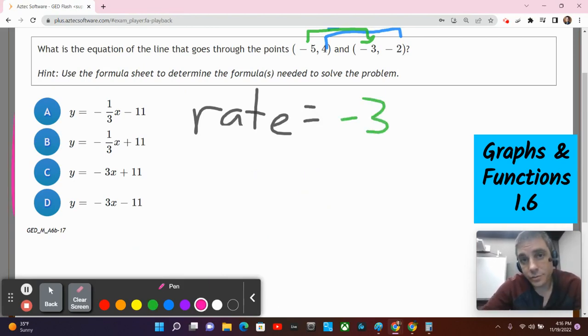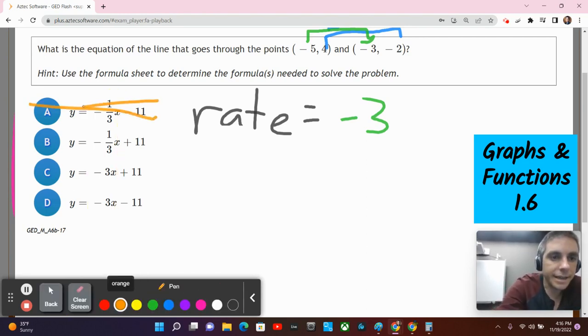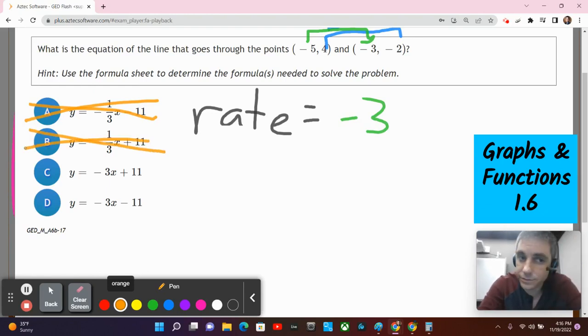So now that I know that the rate is equal to -3, I can look over at my answer choices and get it down to just two possible answers. Remember, our rate number is always the number that is multiplied by x. It can't be A and it can't be B, because both of those answer choices say that the rate is -1/3, whereas C and D show the correct rate, which is -3. Now, the one difference though is that number at the end.